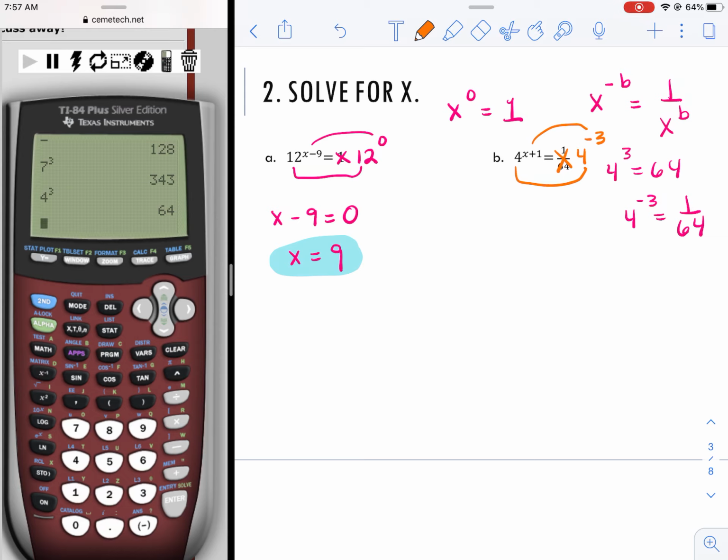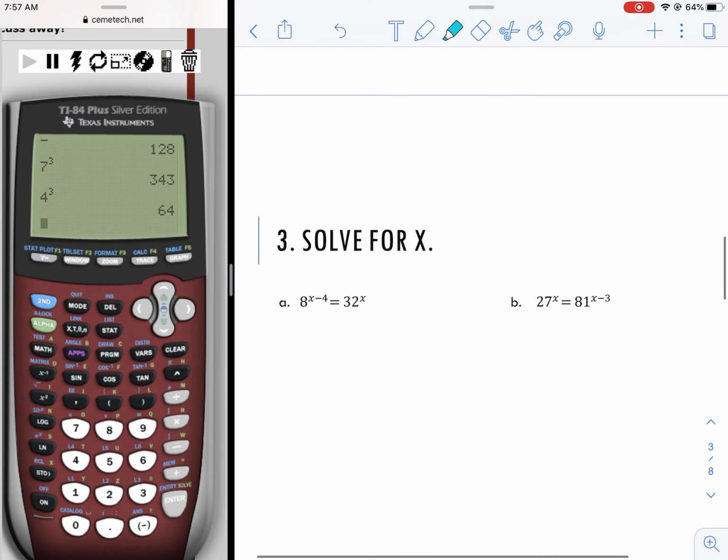Now that we have the same base, our exponents also must be the same. And so we're going to set x plus 1 equal to negative 3. And then if we subtract 1 from both sides, we get x equals negative 4.